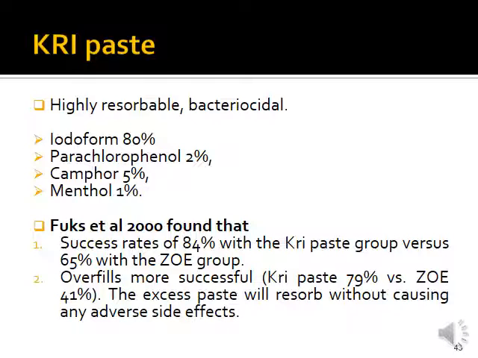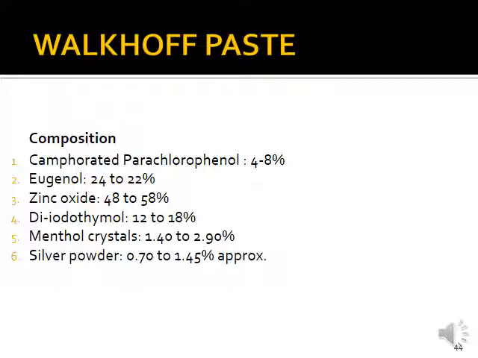Kri paste is a highly resorbable bactericidal iodoform paste. The composition of Kri paste is iodoform 80%, parachlorophenol 2%, camphor 5%, menthol 1%. Fuchs et al. in 2000 found a success rate of 80% with the Kri group versus 83% with the zinc oxide group. With overfills, more success with Kri 79%, zinc oxide 41%. The excess paste will dissolve without causing any adverse effect.